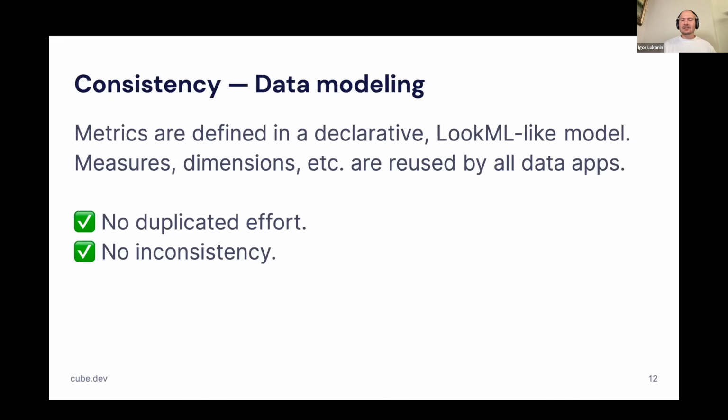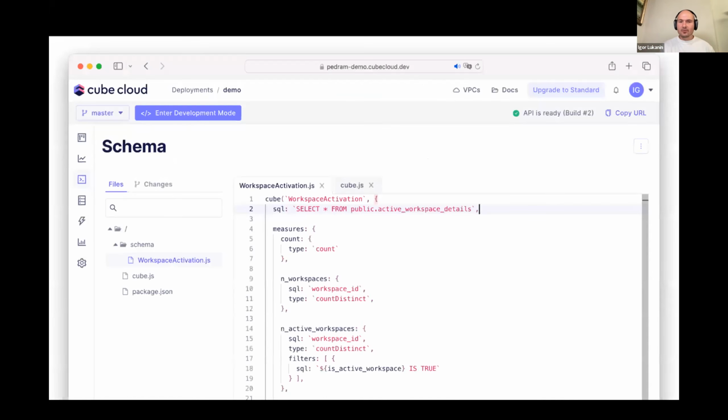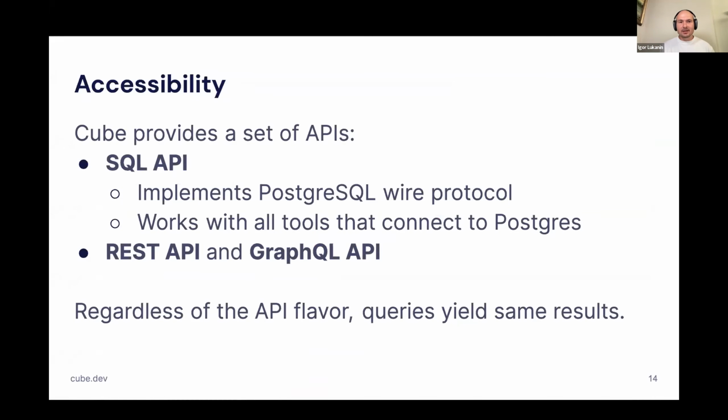Having this declarative data model inside Cube just saves you the effort because you don't have to define metrics in different tools, and also ensures that since this is the only place where metric definitions are placed, there is no room for inconsistency. We'll have a live demo part, but you can take a look at the data model in this screenshot.